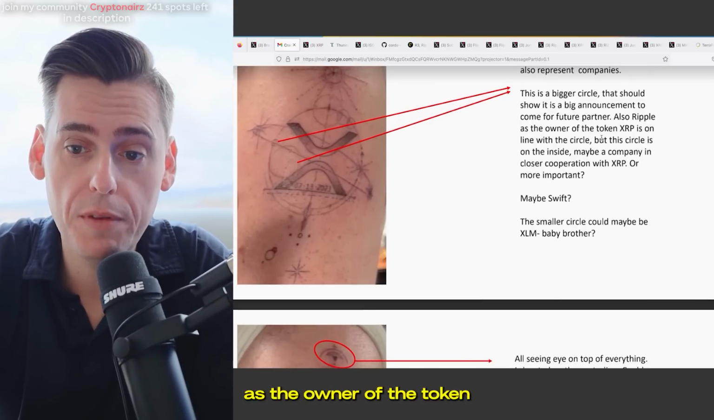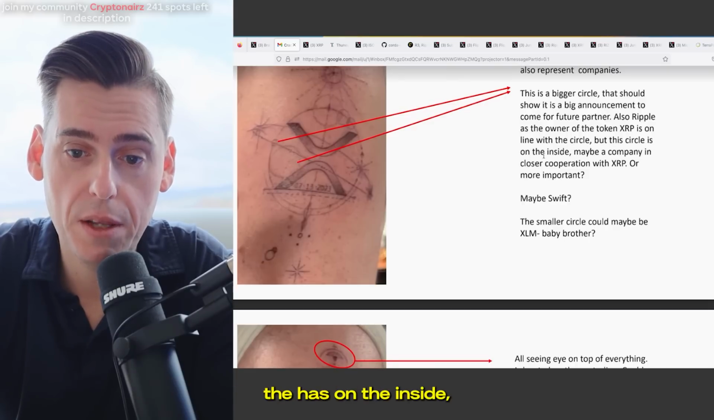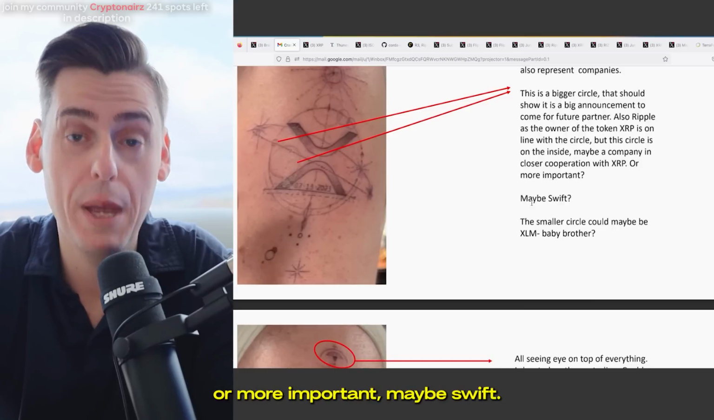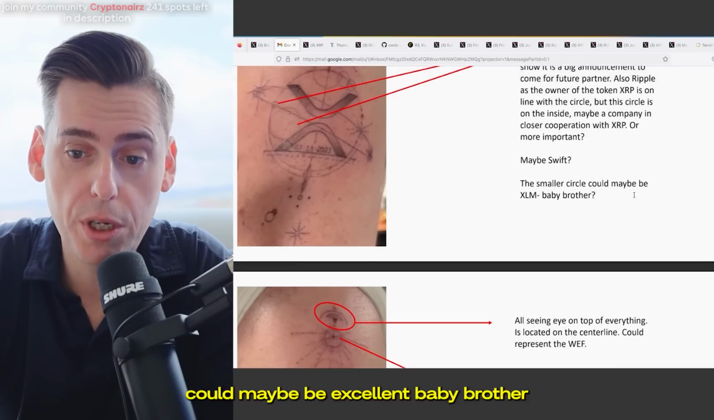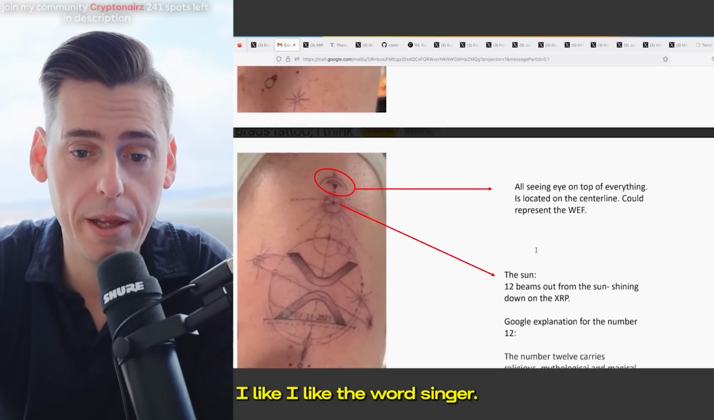Also, Ripple, as the owner of the token XRP, is on the line with the circle, but this circle is on the inside. Maybe a company with closer cooperation with XRP, or more important, maybe Swift. Okay, so that's what he's saying. Maybe here, and then it says the smaller circle could maybe be XLM's baby brother. Could be both of those things. I like that. I like what he's saying here.